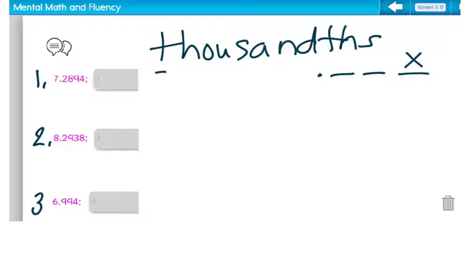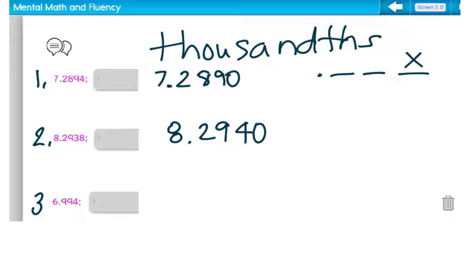Number 1 would be 7, get my decimal in there, 289 thousandths. You can put a 0 behind there if you'd like. Number 2, 8.294 thousandths. If you put the 0 there, it'd be 8 2,940 ten-thousandths. And lastly, remember, there's not a number there to round to. It would be a 0, so it'd be 6 994 thousandths.